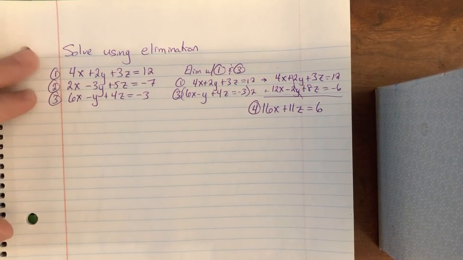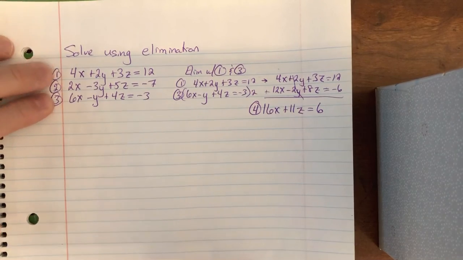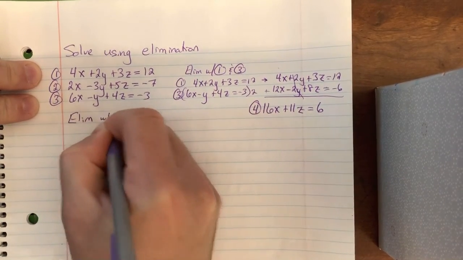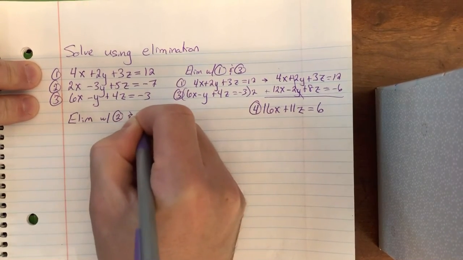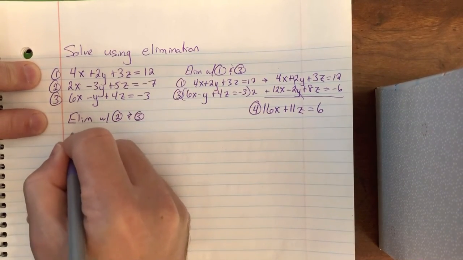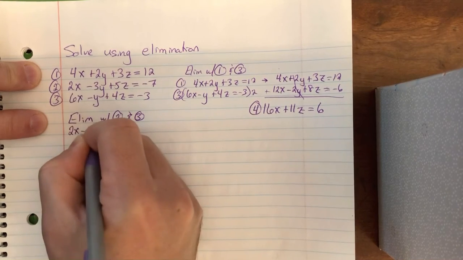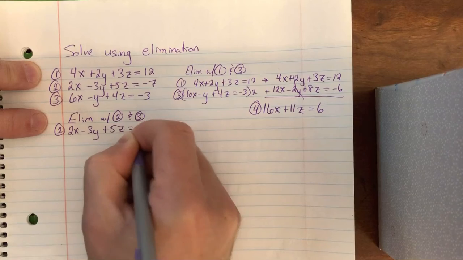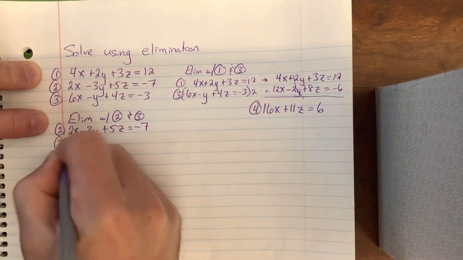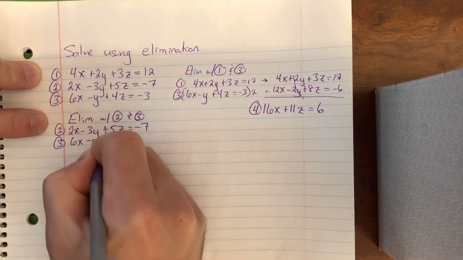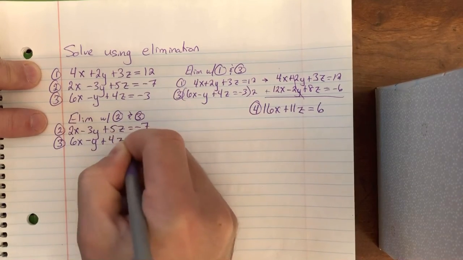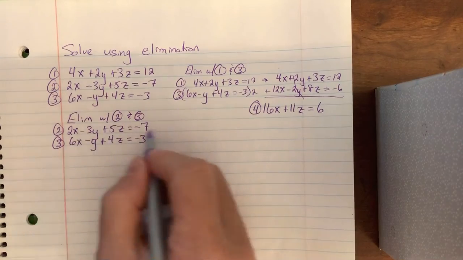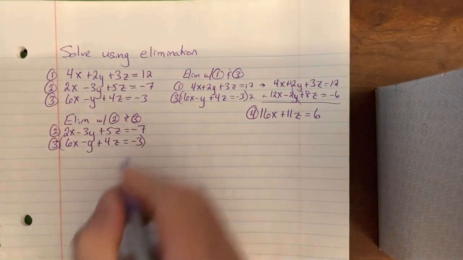Now, because I used 1 and 3, I either need to use 1 and 2 or 2 and 3. I'm going to use elimination with 2 and 3. So 2 is 2x minus 3y plus 5z equals negative 7. And 3 is 6x minus y plus 4z equals negative 3. Once again, I'm going to have to get rid of the y's. We have to get rid of the same variable each time.